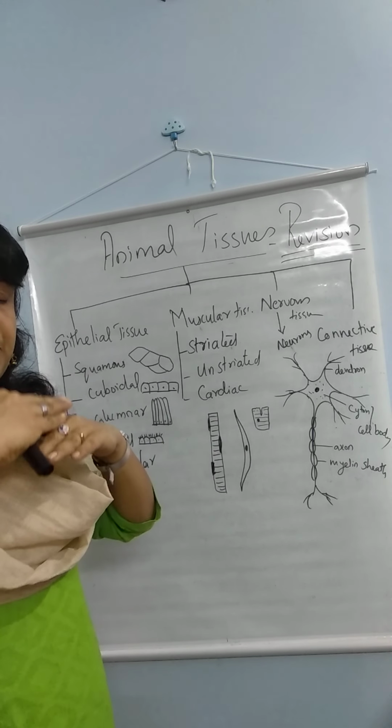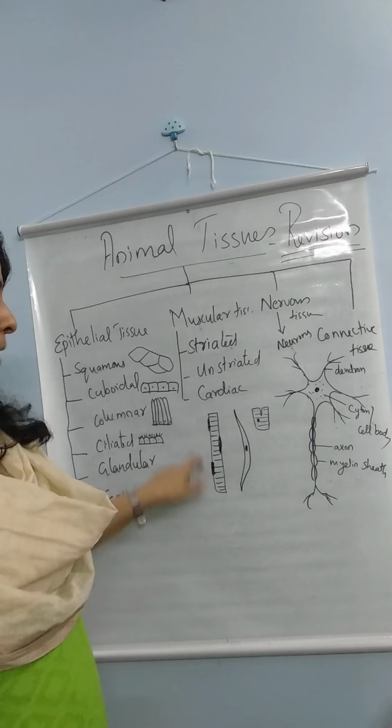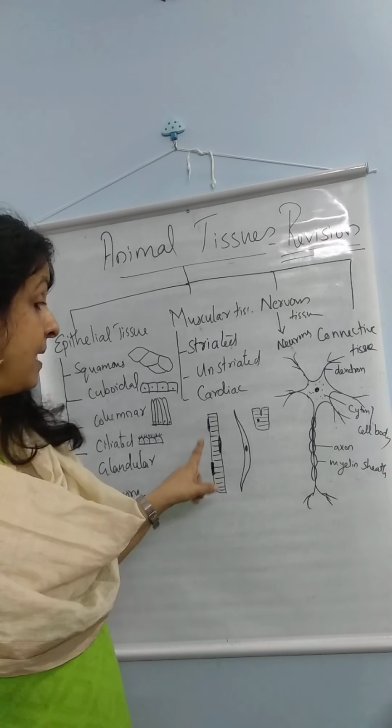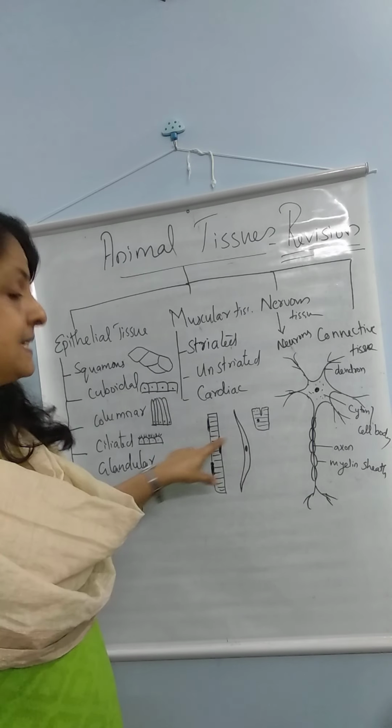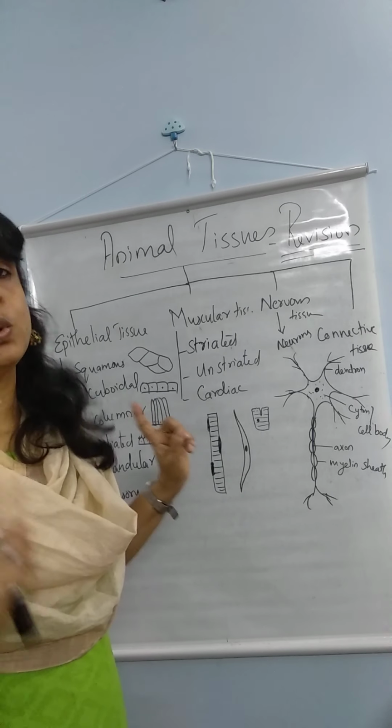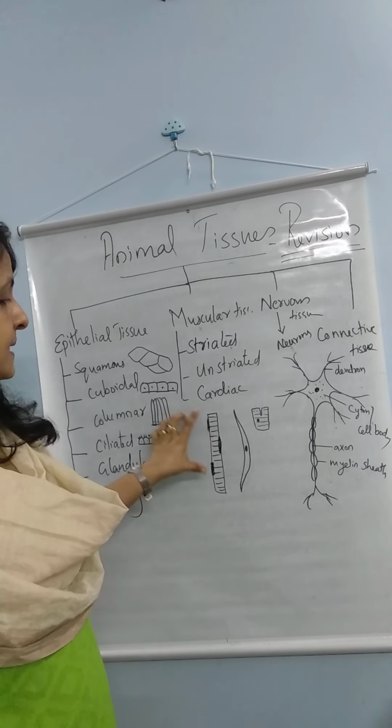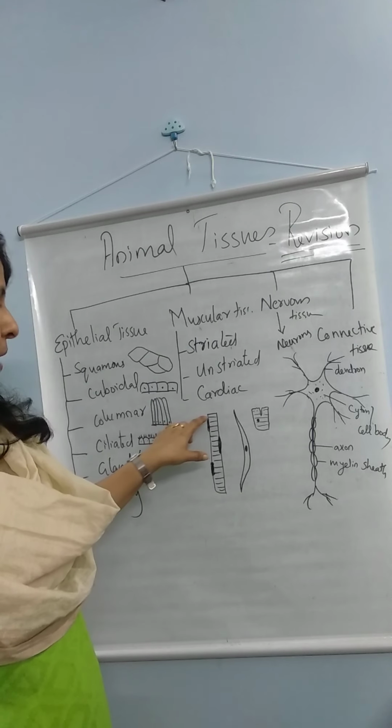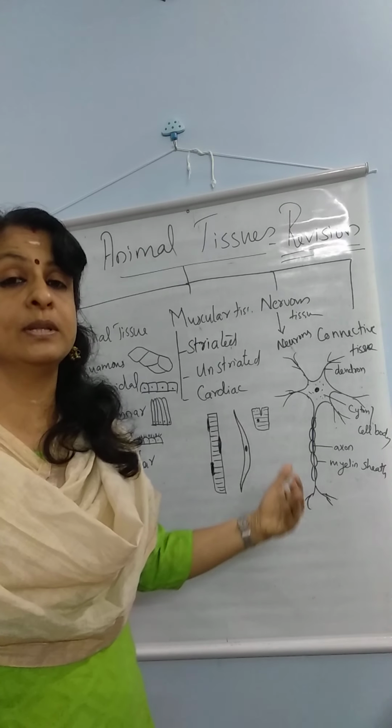Peripheries muscle surface il pole കാണുന്ന nucleus multi-nucleated ആണ്. Many nucleus are seen. ഈ muscle cells ഇതിൽ മാത്രമേ multi-nucleated property ഉള്ളൂ. So this is having many nucleus in it. You can see striations. It is seen attached to the skeleton.